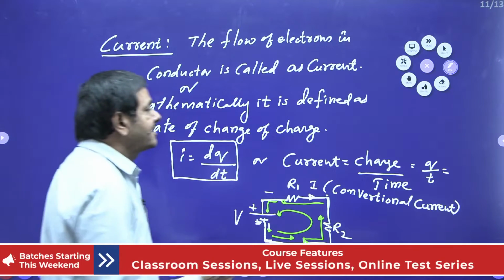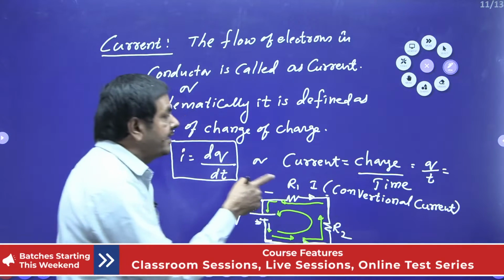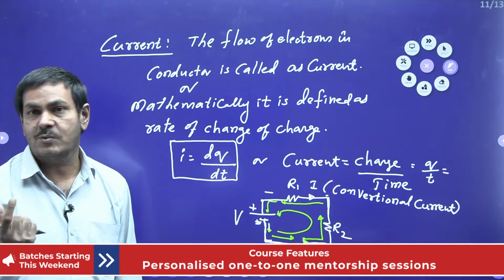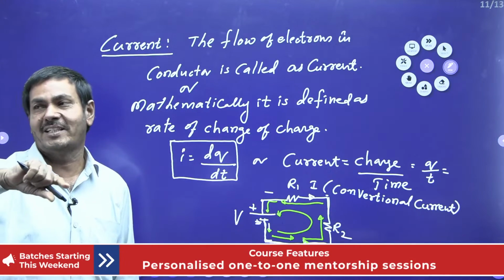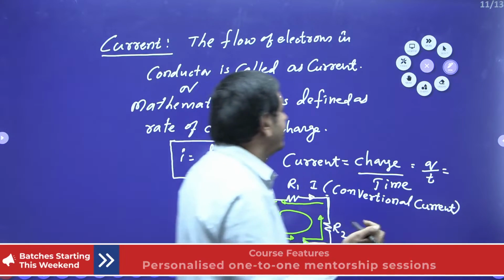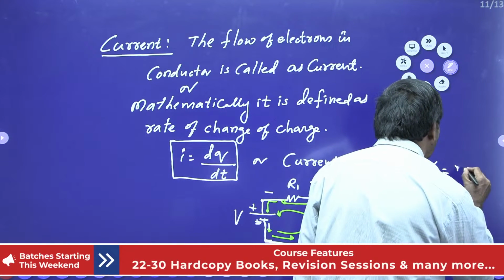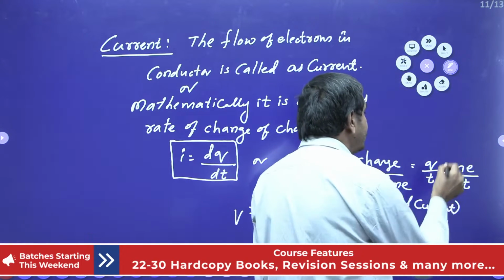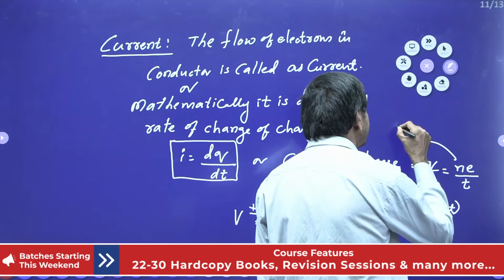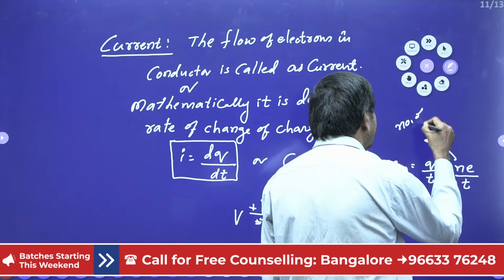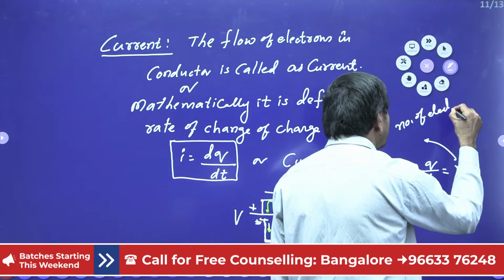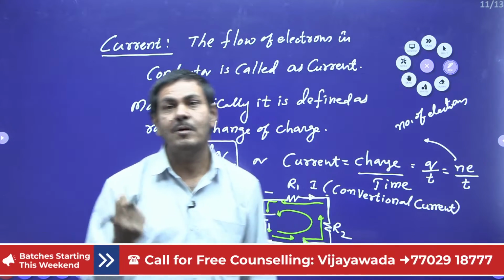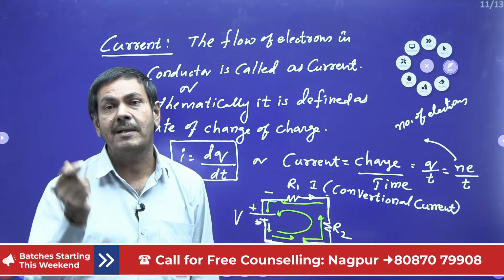But the charge by time, is it going to flow as a single charge? A charge is nothing but a number of electrons only. Electrons can hold the charge only. This Q can be given one more name: N into E, so I equals N into E by T. Where N means the number of electrons that are going to move. E, everybody knows, is the charge held by the electron.